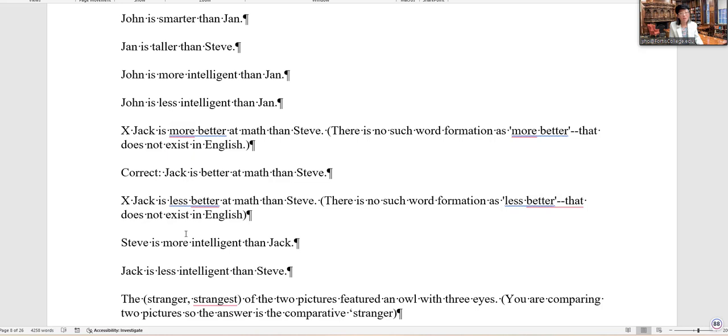And then when you have more than one syllable, then you have to use more than and less than. So if I say Steve is smarter than Jack, smart only has one syllable, and then you just say ER, smarter than. But if the adjective has more than one syllable, like intelligent, which has four syllables, then we say Steve is more intelligent than Jack. Jack is less intelligent than Steve.